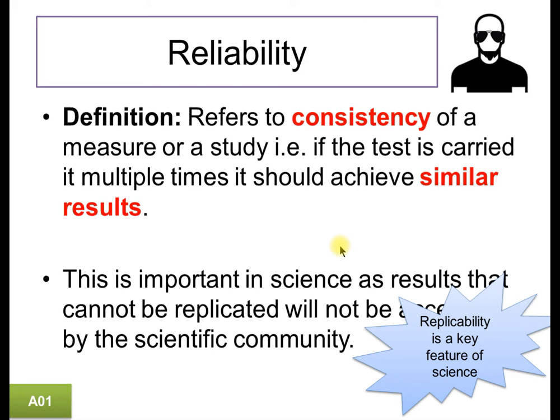So, reliability refers to consistency of a measure or a study, i.e. if you carry out a test multiple times, it should achieve similar results. Now, not necessarily exact same results, but similar. A really good example of this would be something like an IQ test. If you conduct an IQ test 7 or 8 times, your IQ should come out more or less the same each time. There may be some variation, but that should be consistent.